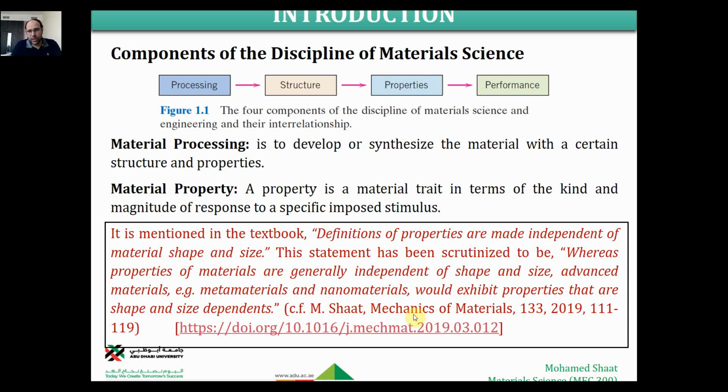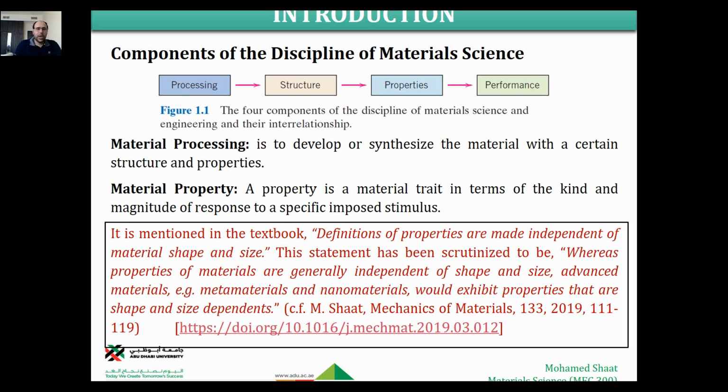One of these new studies is my study in Mechanics of Materials published in 2019, in which I demonstrated that generally speaking, most nano-sized materials have size-dependent properties. What does it mean? It means that if we decrease the size of the material to the nanoscale, the material property will not be constant anymore, and instead it's going to be dependent on the size, and in many cases on the shape. So the more accurate statement should be said this way: whereas the properties of materials are in general independent of the shape or the size, we can develop advanced materials like metamaterials and nanomaterials whose properties would depend on the size or the shape of the material. And this is one of the new achievements in the field of material science these days.